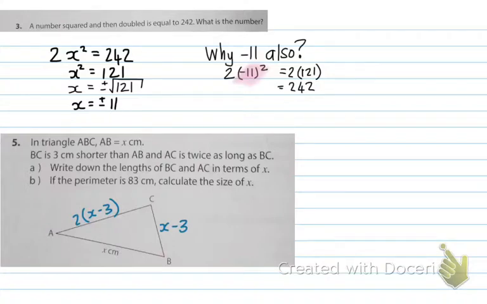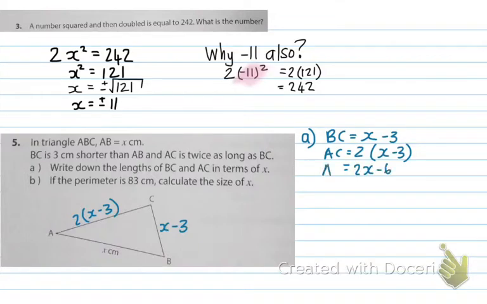Number A, write down the length of BC and AC in terms of x. Okay, so BC is x minus 3 because it's the first length x that they gave me, but it's 3 centimeters shorter, so it's x minus 3. Then AC is 2 times that, x minus 3. When I have something in front of the bracket, I multiply it in. So it's going to be 2 times x is 2x minus 6. So AC is 2x minus 6.